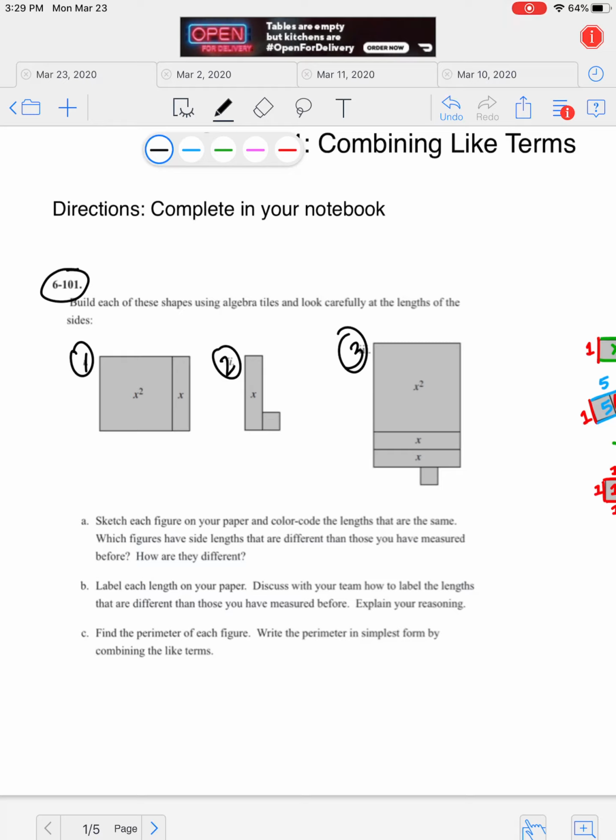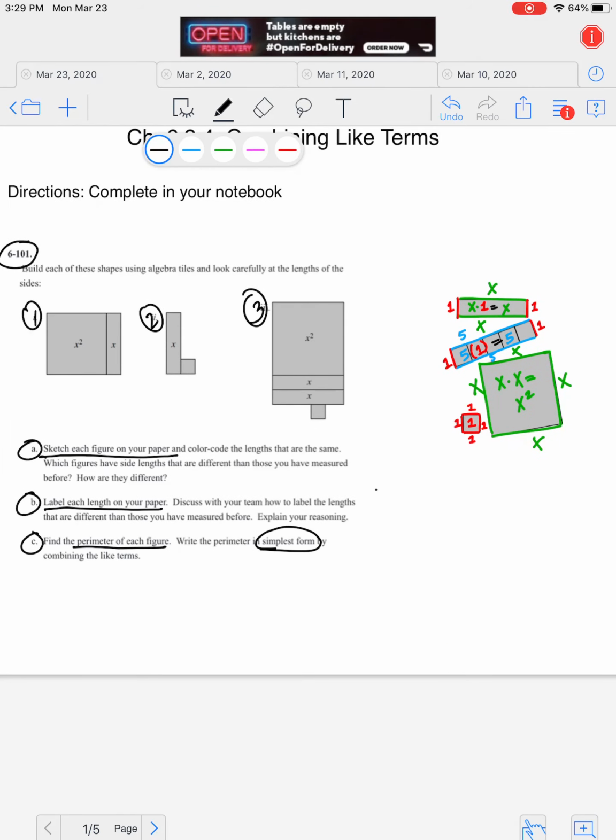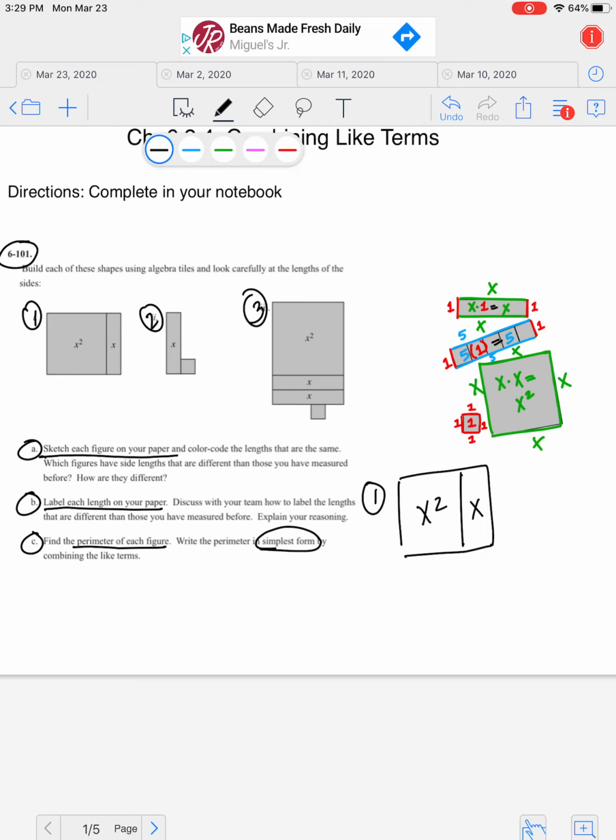To start, you need to sketch each figure on paper. Part B, we're going to label each length of it. And then lastly, we're going to find the perimeter of each figure and write it in simplest form. So let's start with part A, which is the sketching part. So I'm going to sketch it. Remember, your sketches don't have to be perfect. Okay, so that's part A.